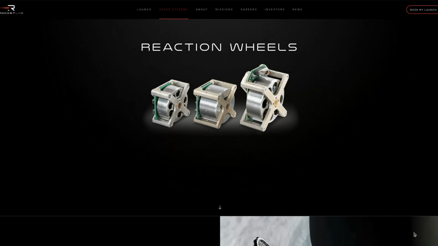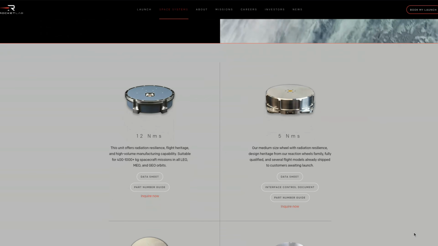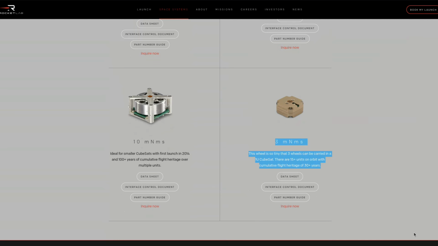You could also buy them, for example from Rocket Lab, but I assume even the smallest model will run in the thousands of dollars. Therefore, for the moment, I'm going to stick with Magnetorquers, which are still a challenge, but probably a bit less so.